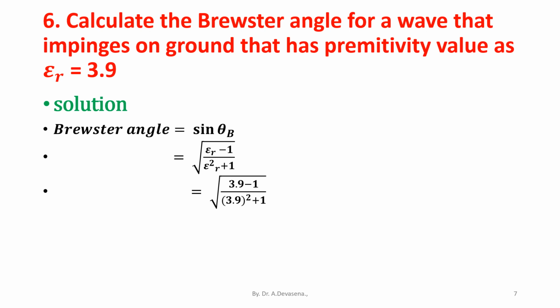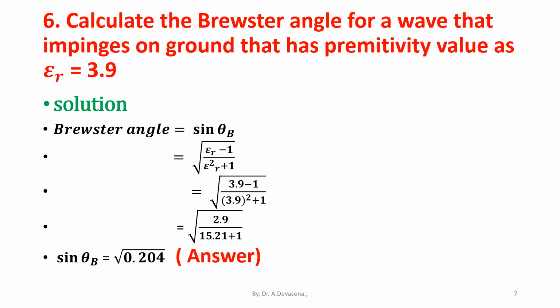Here, in this problem, they have specified the value of epsilon suffix r, that is square root of 2.9 divided by 15.321 minus 1. If you simplify further, we get sin theta b is equal to square root of 0.204. This is the answer for this problem.